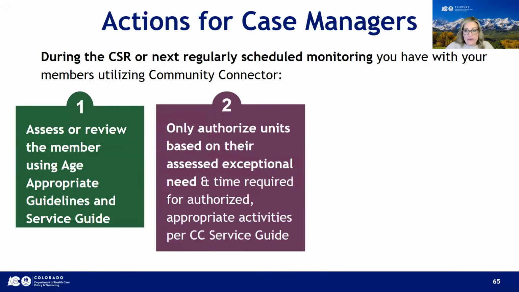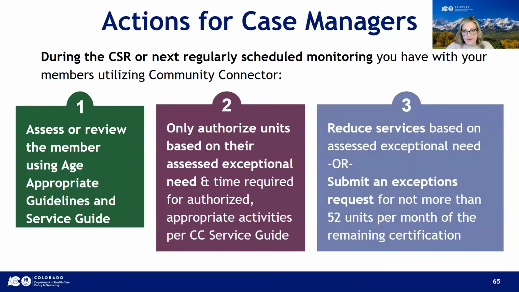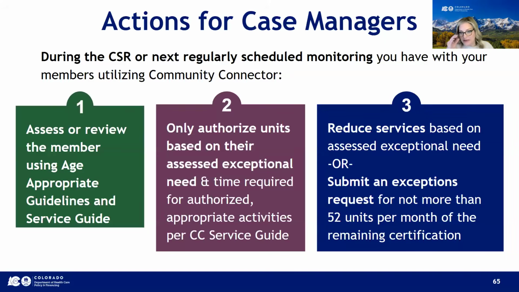And you should have documented appropriately the goals and objectives in their care plan service plan section of the CCM. If they have more than the new limit of 1,040 units authorized, there must be a reduction of services, or you must submit an exceptions request to the department for not more than 52 units per month, minus any unused units under the 1,040 cap.